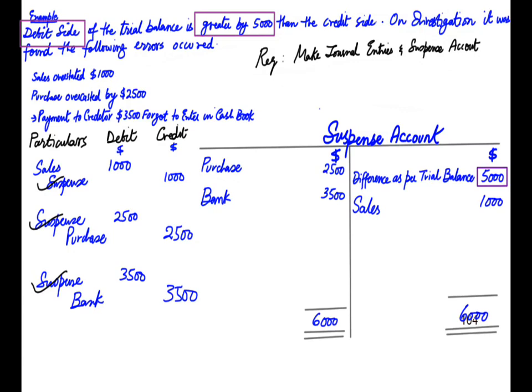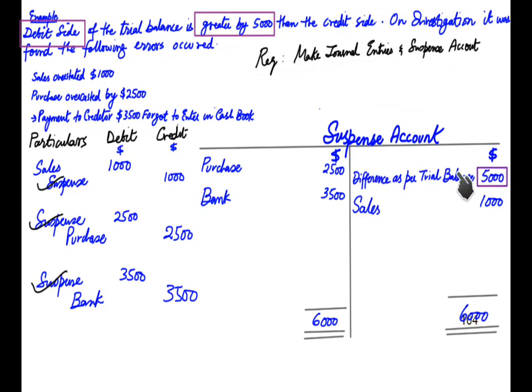How do we find this difference as per trial balance ourselves, my dear students? We can see which side is greater. Obviously the debit side is greater. The debit side is 6,000 and the credit side is only 1,000. So we need to deduct 1,000 from the 6,000 in order to find this balance. Now this balance comes to 5,000. So sometimes we need to find this difference as per trial balance.